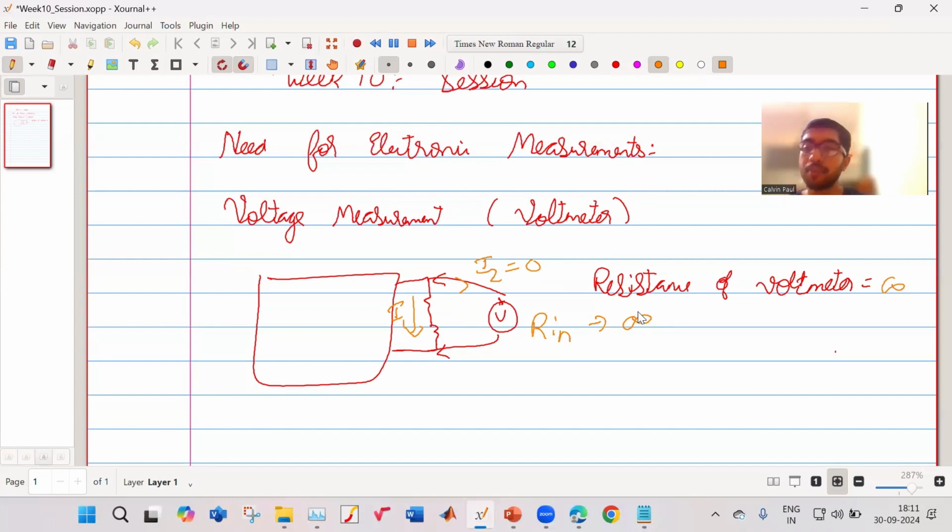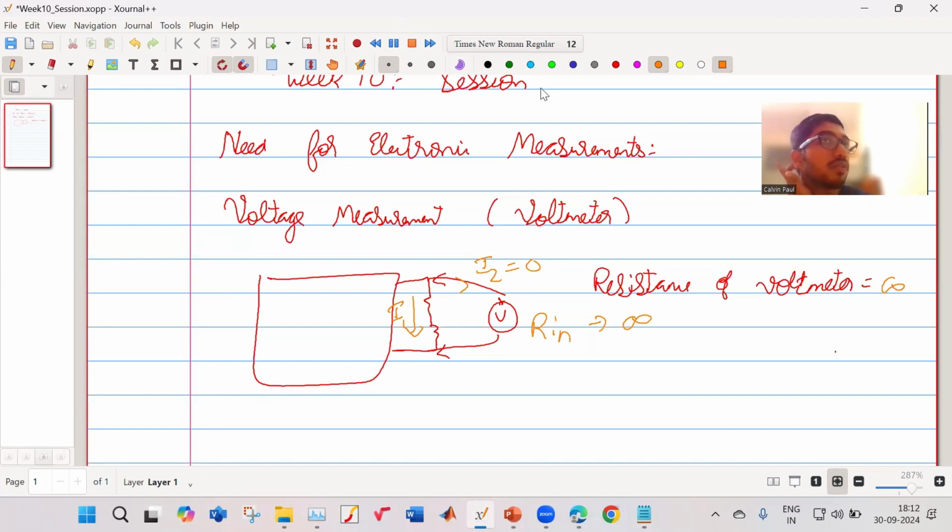But is that possible in our practical circuits? In our practical circuits, this is not possible. It is not possible that the resistance of your voltmeter can be infinite. And also, whether it can give you accurate readings at very low voltages, that is also an issue.